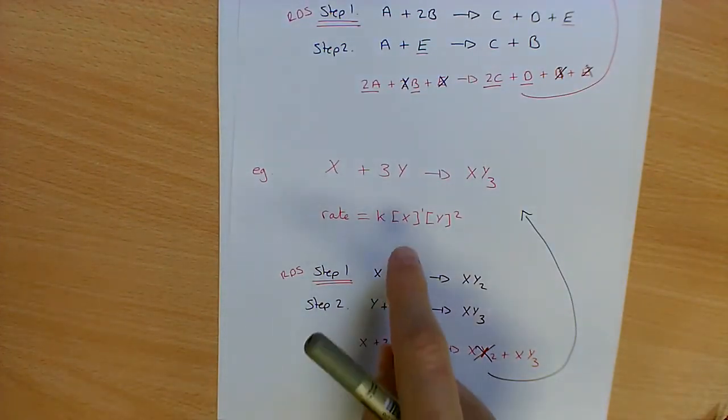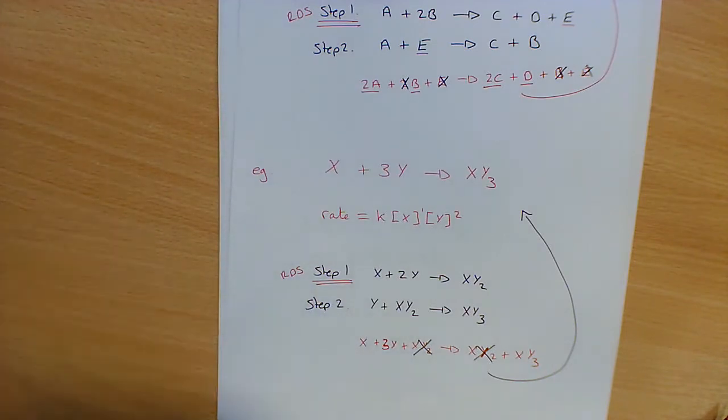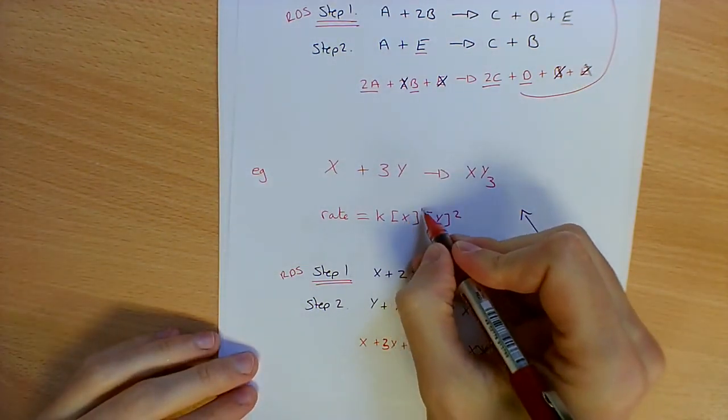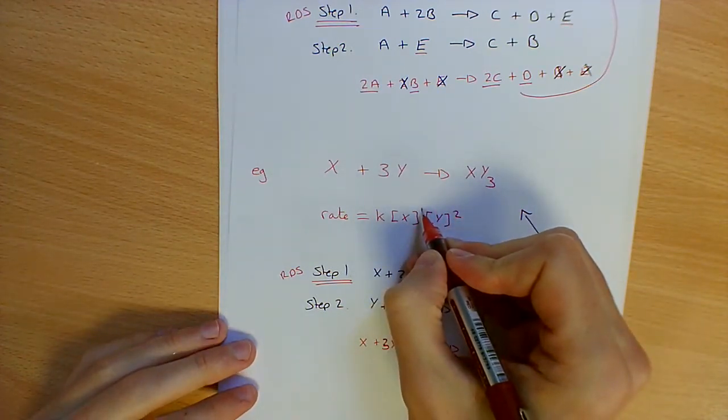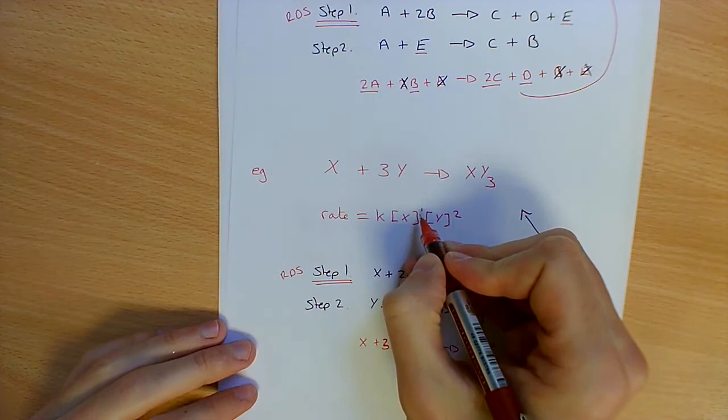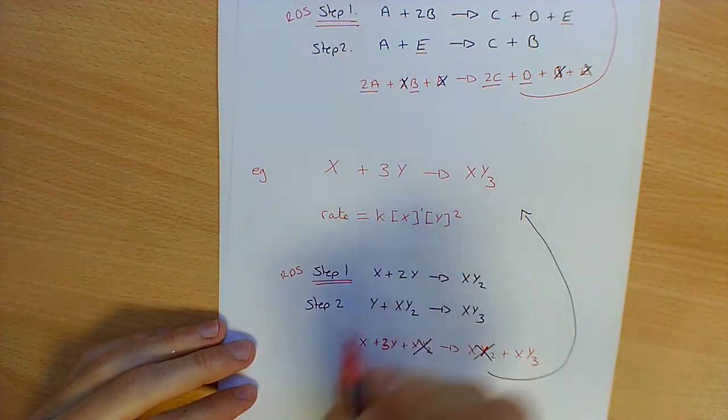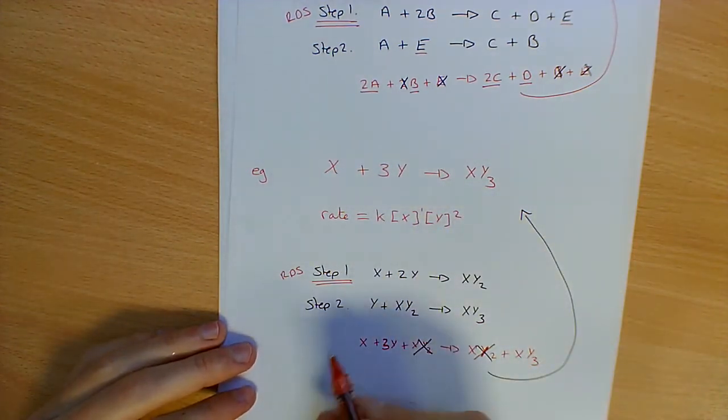So we can use the rate equation to identify which one of our steps is the rate determining step. The other thing we can look at is we can use the rate equation to determine whether a reaction is going to be multi-step or not. Very quickly, you just look at the stoichiometry of the rate equation, x to the power 1, so that tells you need one particle of x, and y to the power 2, which means you need two particles of y.